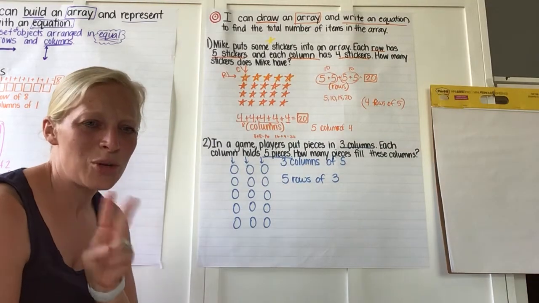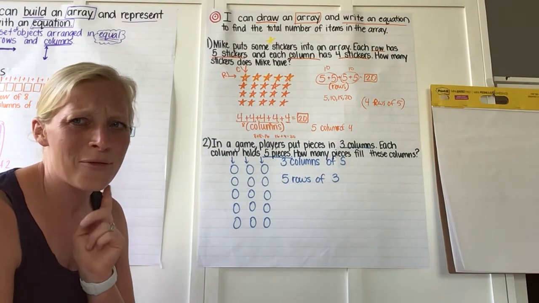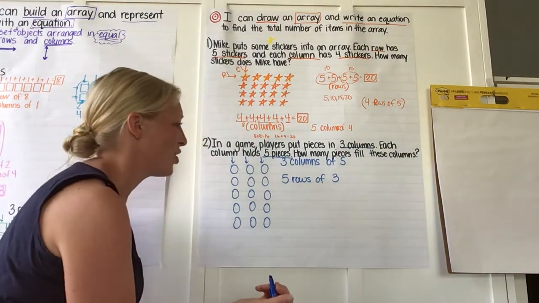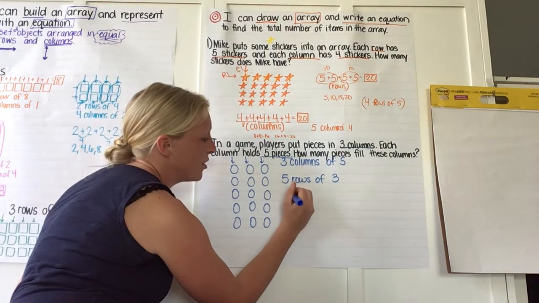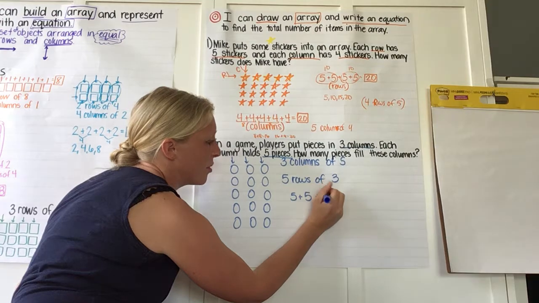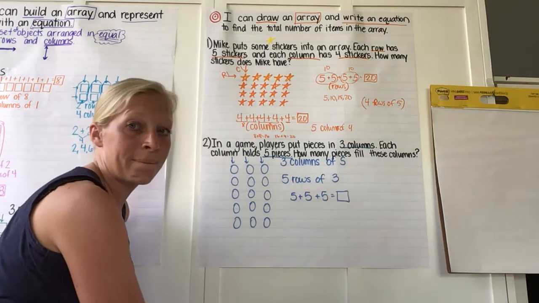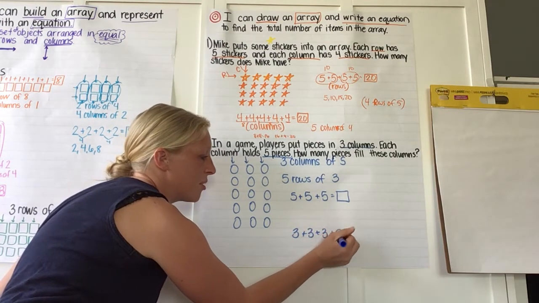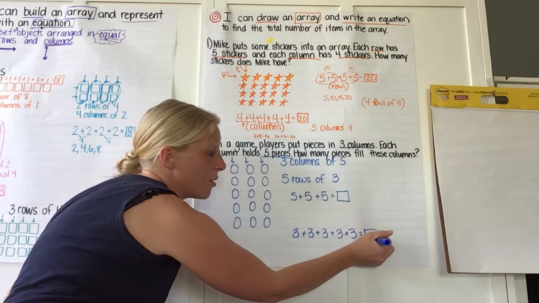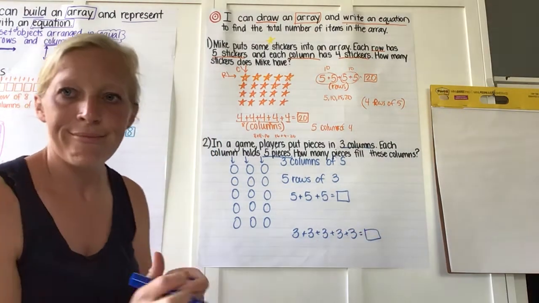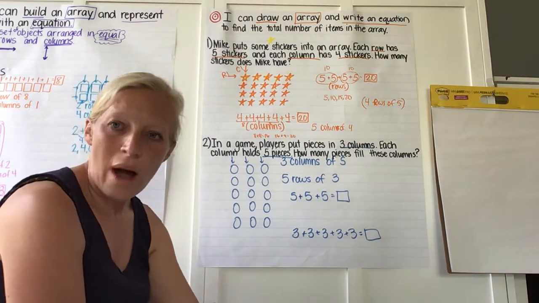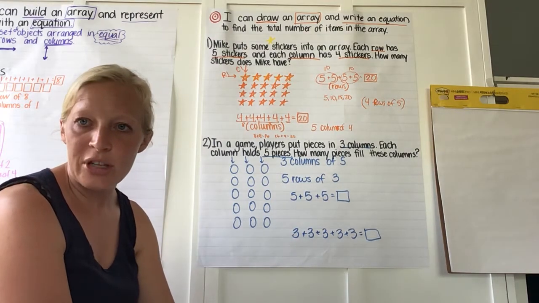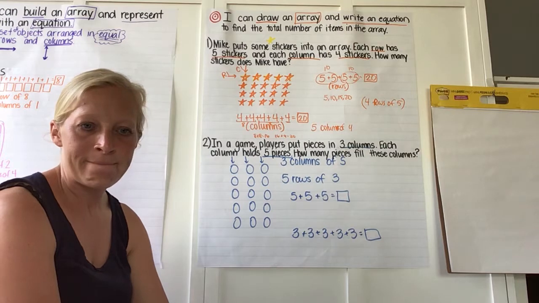Now, I have two different equations that friends wrote, and I'm very curious to talk with you all about how they both can be an equation to match this array. So one of my friends wrote 5 plus 5 plus 5 equals. My other friend wrote 3 plus 3 plus 3 plus 3 plus 3 equals, I don't know. What? How can both of these equations, what were they thinking? How can both of those equations match this array? What do you think?